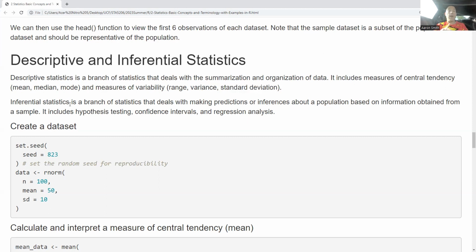Inferential statistics is a branch of statistics that deals with making predictions or inferences about a population based on the sample. And so this will include hypothesis testing, confidence intervals, and regression analysis.